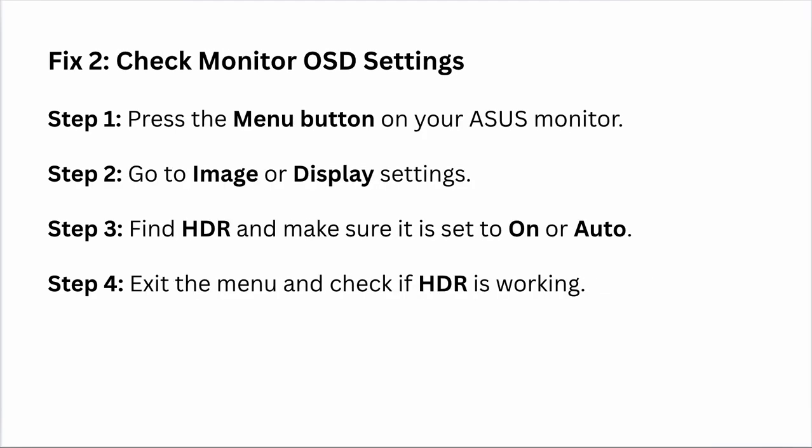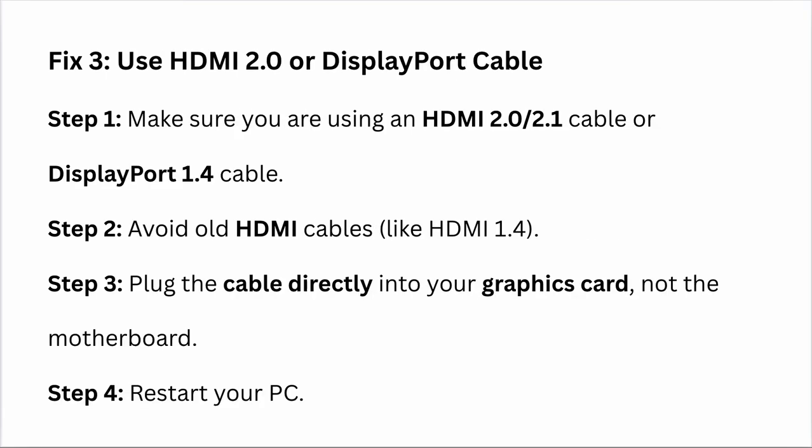Fix 2, you can check the monitor OSD settings. Press the menu button on your ASUS monitor. Then go to Image or Display settings and find the HDR and make sure it's set to On or Auto. After that, exit the menu and check if HDR is working.